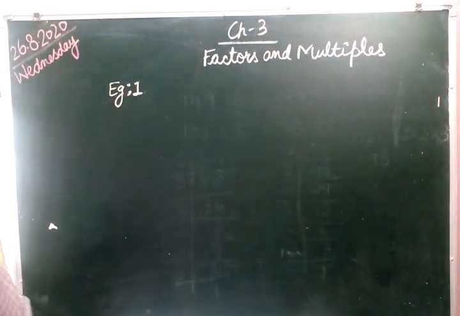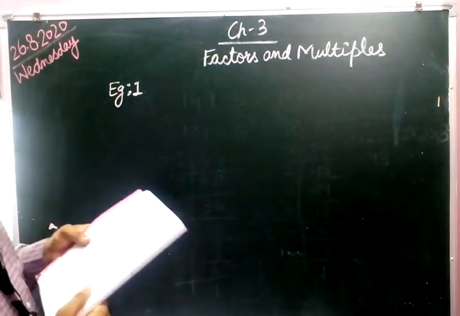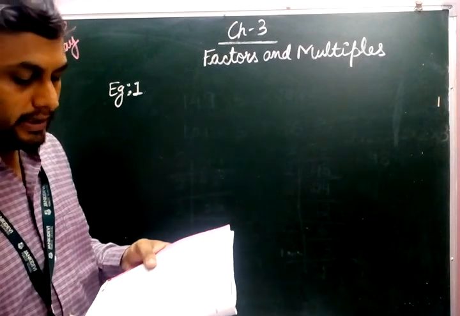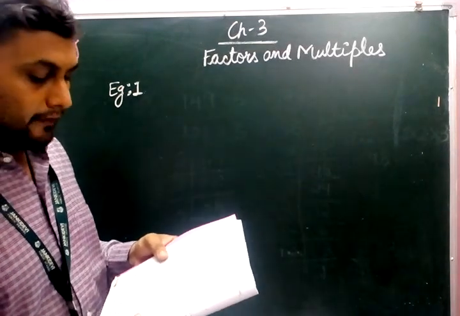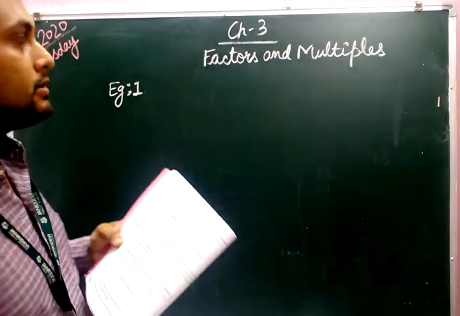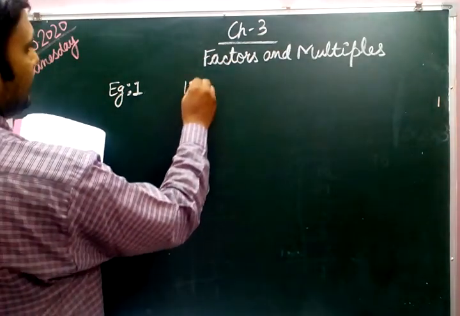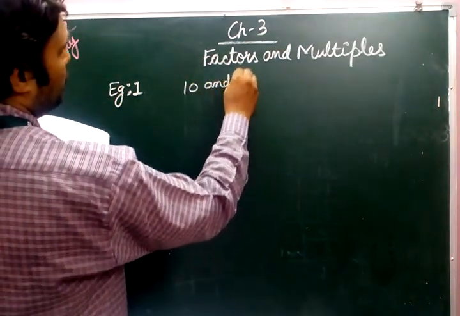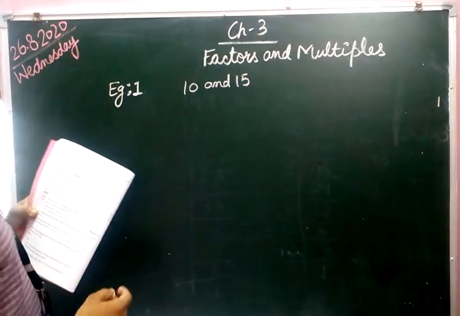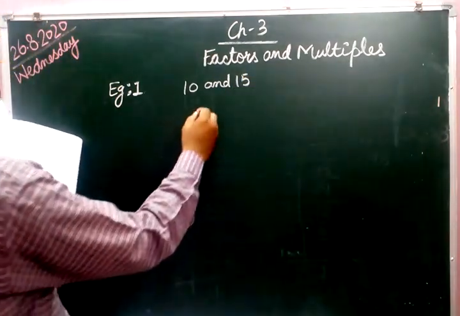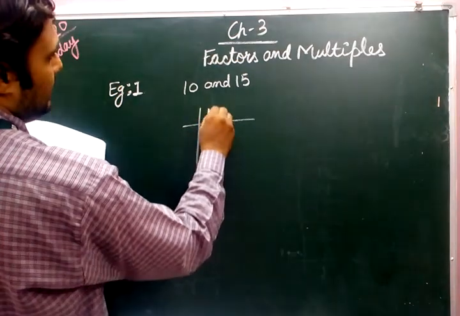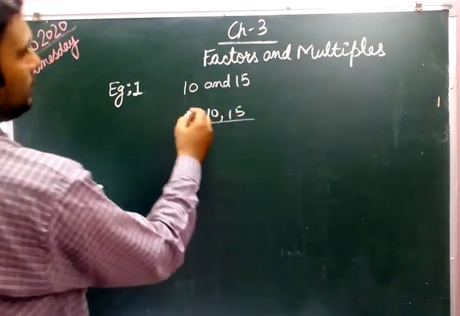Now an example is in front of you. Find the smallest number which when divided by 10 and 15 leaves no remainder. It means the number is 10 and 15. So you have to find out what? The LCM. LCM will be taken like this, 10 and 15.